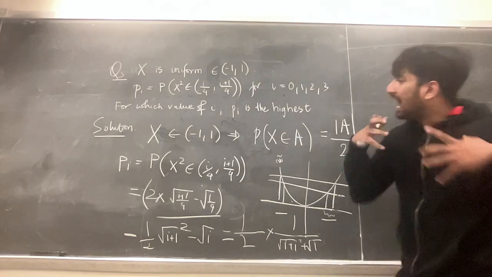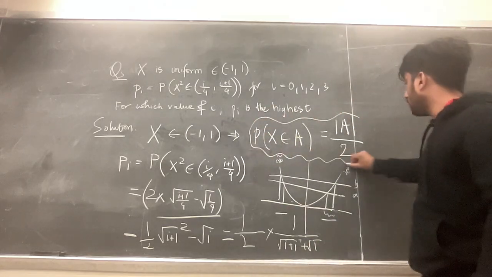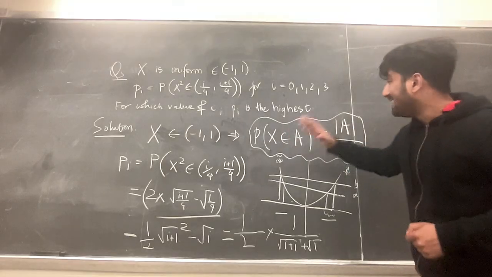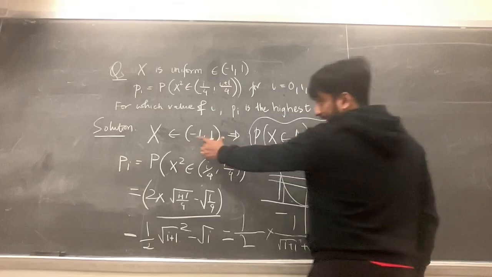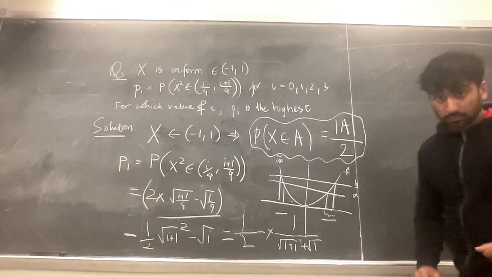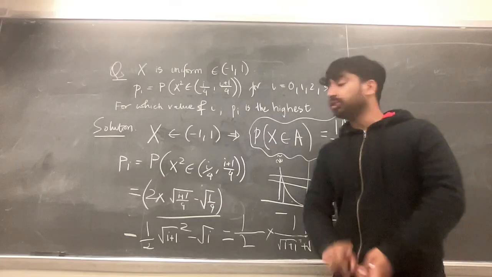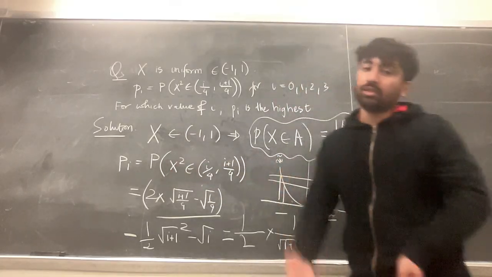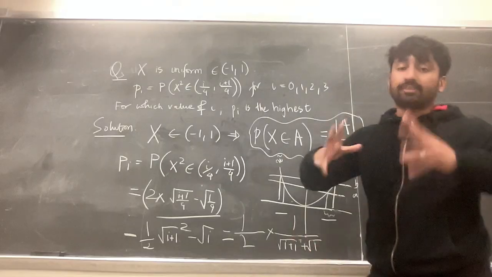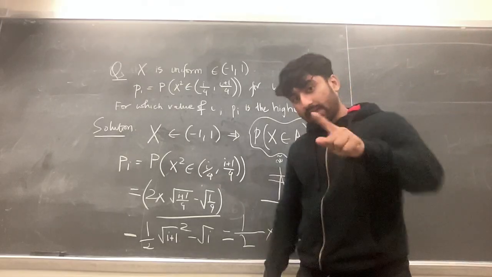So the main idea that we used here is this property, that the probability that x belongs to a set is nothing but the length of that set divided by the entire length, that is 2 here. So it's a very important property of the uniform distribution. If we didn't use this, we would have to find the distribution of x squared, which will need additional algebraic work, but that's another good exercise to do if you're interested. It's a beautiful problem. I will see you in the next video.